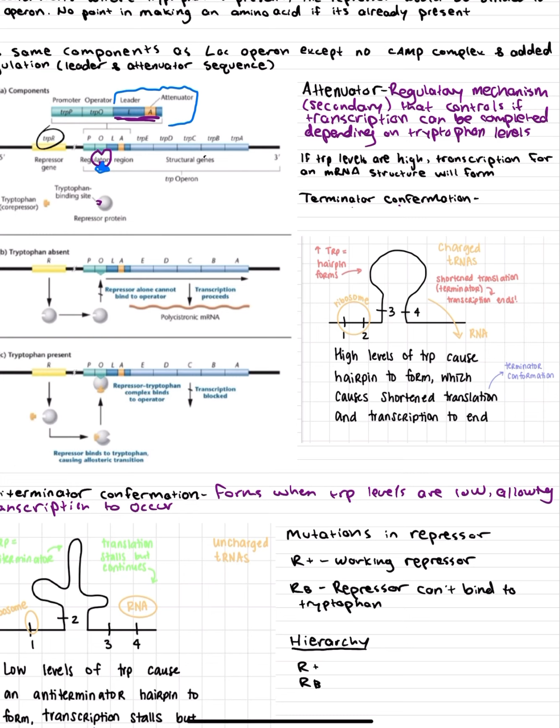So though it can start, let's say that there was a faulty repressor protein and it was unable to bind to the operator. In the case that there is high tryptophan in the environment and this hairpin forms, RNA polymerase will be able to begin transcription, but once it gets to the hairpin, it's going to detach and it won't be able to continue transcribing the rest of the genes. So the terminator conformation is essentially a conformation that forms when tryptophan is high, and it doesn't allow for transcription to occur.